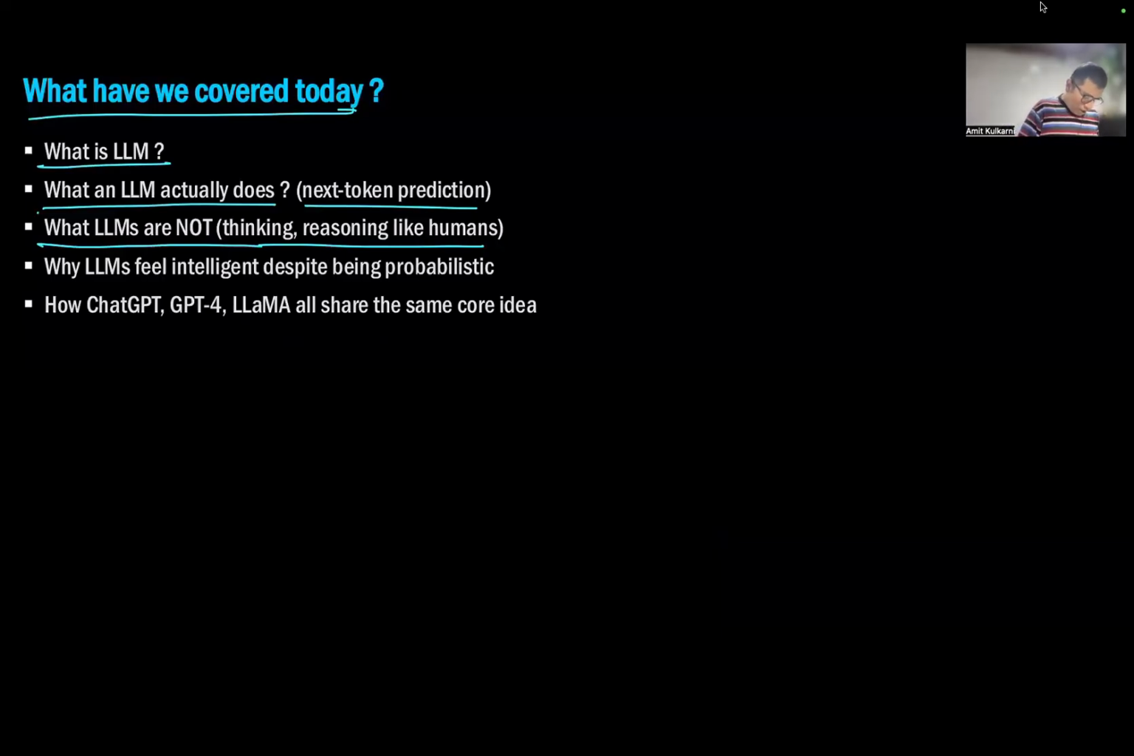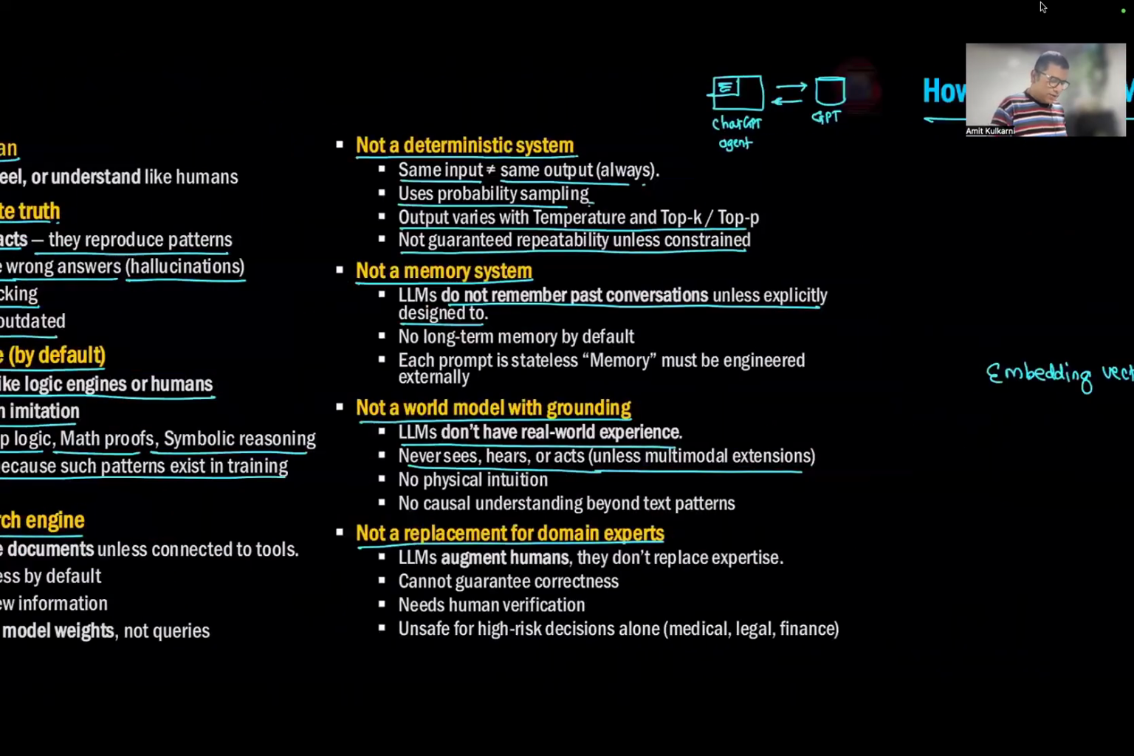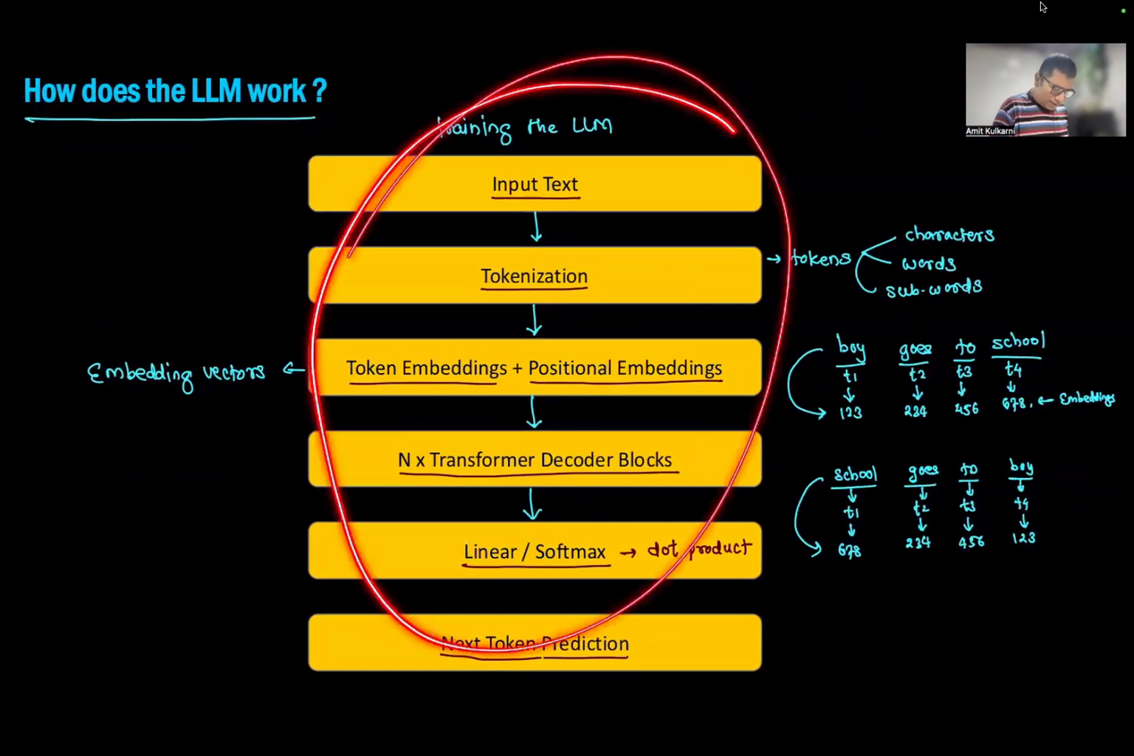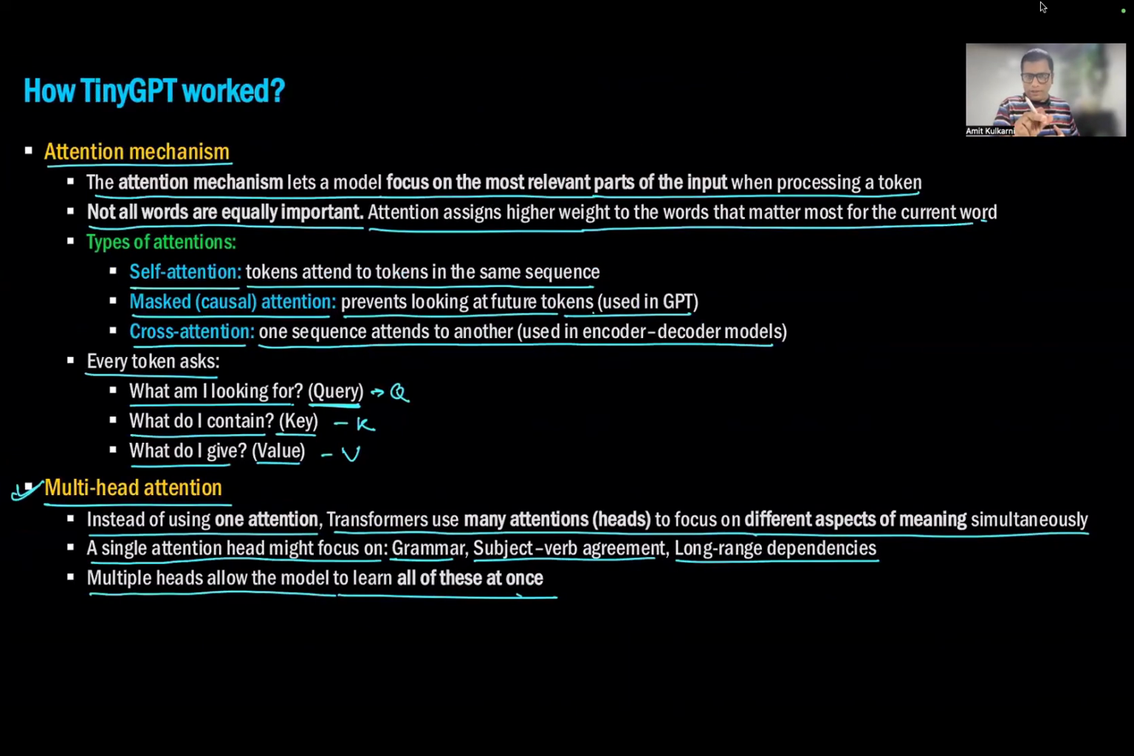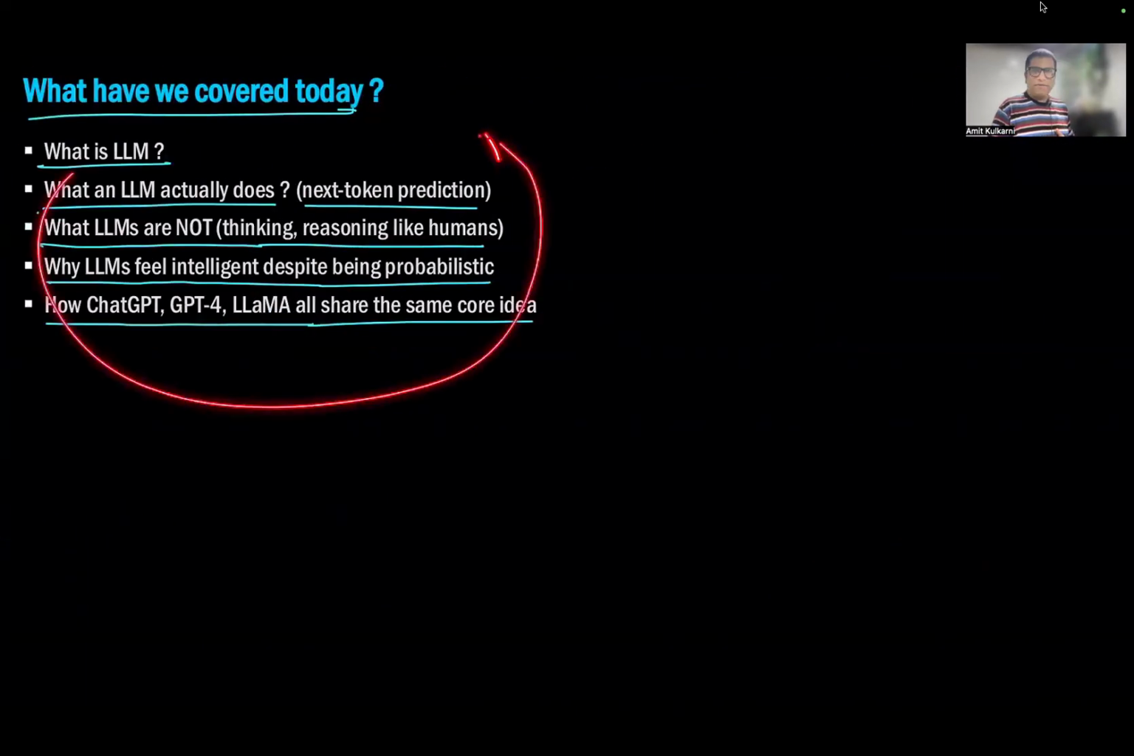That's it. Why do LLMs feel intelligent despite being probabilistic? It seems like it is thinking, but it is not, as I showed you earlier. And how ChatGPT, LLMs, all share the same core idea. You go anywhere, and this is what you are going to see, the same idea, same philosophy being used there. This is called a decoder-only LLM. I mean, the architecture which I shared here is called a decoder-only architecture. And this is what LLMs like ChatGPT, Claude, any of them, do behind the scenes. This is what we have covered today.